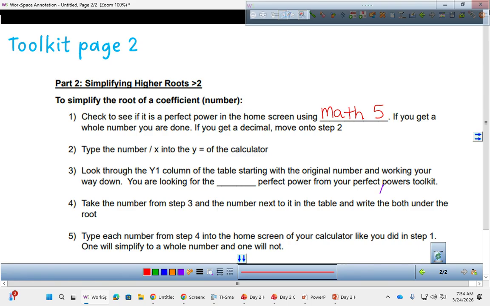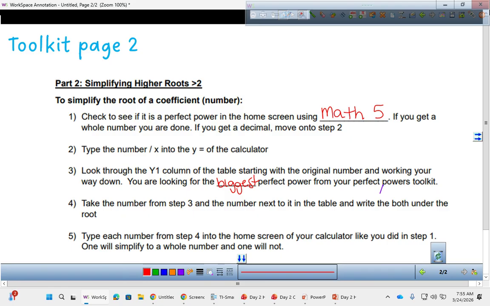Step 3, look through the Y1 column of the table, starting with the original number and working your way down. You are looking for the biggest perfect power. That's not different, but it's kind of different. What makes it different is you're not going to be looking at the same column you were looking at yesterday, right? So if you're doing a third root, you'll look at the x to the third column. If you're doing a fourth root, you'll look at the x to the fourth column. So it's different in where you're looking. It's not different in that you're looking for the biggest number.